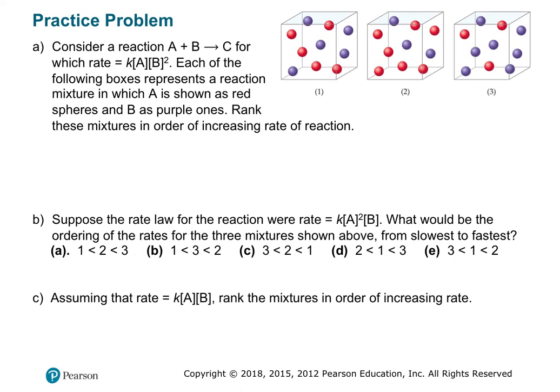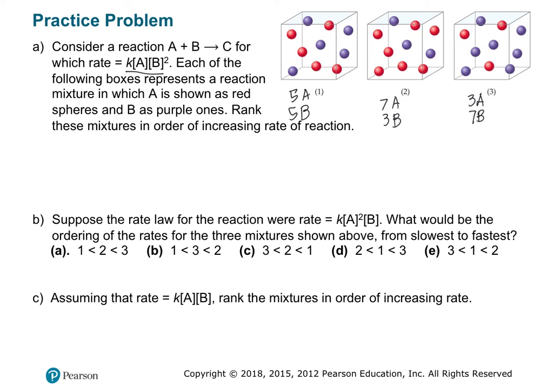Okay, so let's look at this reaction here. Here I have A plus B goes to C, and the rate law is third order overall. So I have in this first one, A is red and B is purple. So here I have 5 A's and 5 B's. Here I have 7 A's and 3 B's. And here I have 3 A's and 7 B's. So rank these mixtures in order of increasing rate.